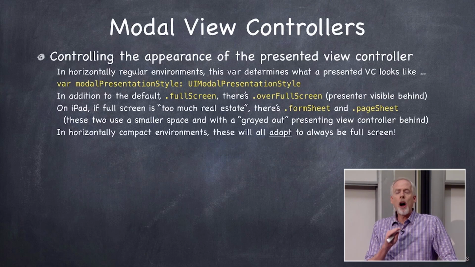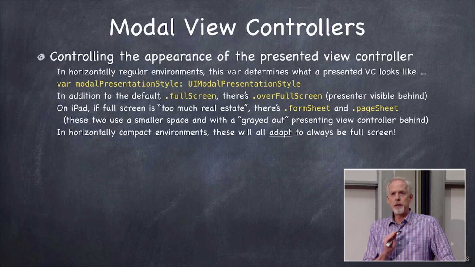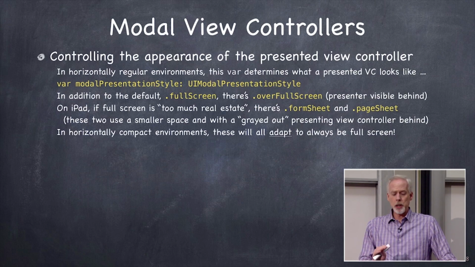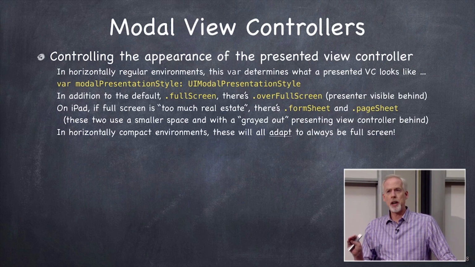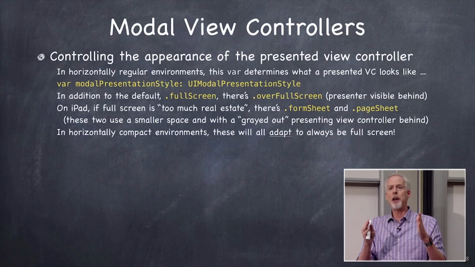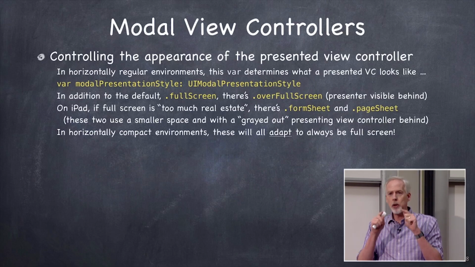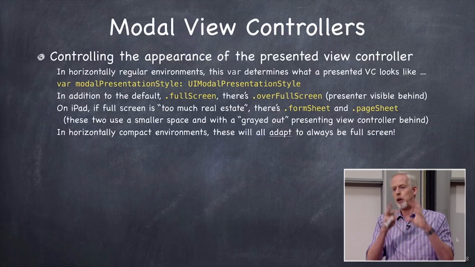In horizontally compact environments like iPhone, or iPhone Plus in portrait only, iOS will automatically adapt formSheet and pageSheet styles to be full screen because there's just not enough room to show a formSheet or a pageSheet on an iPhone and still have the gray area around.